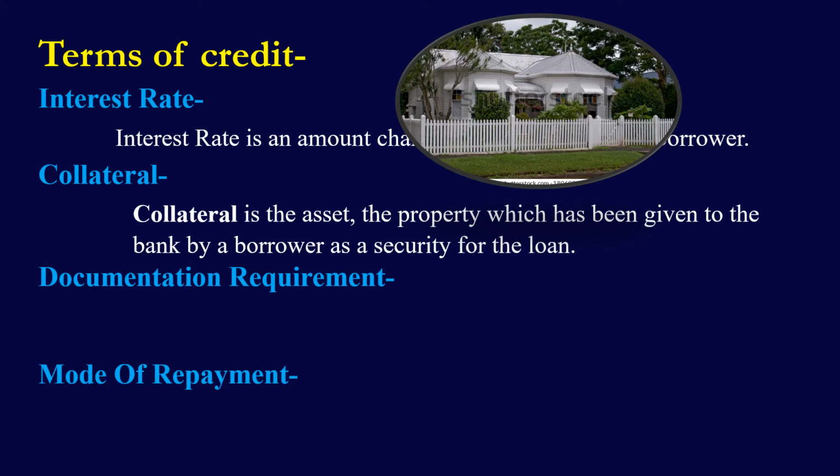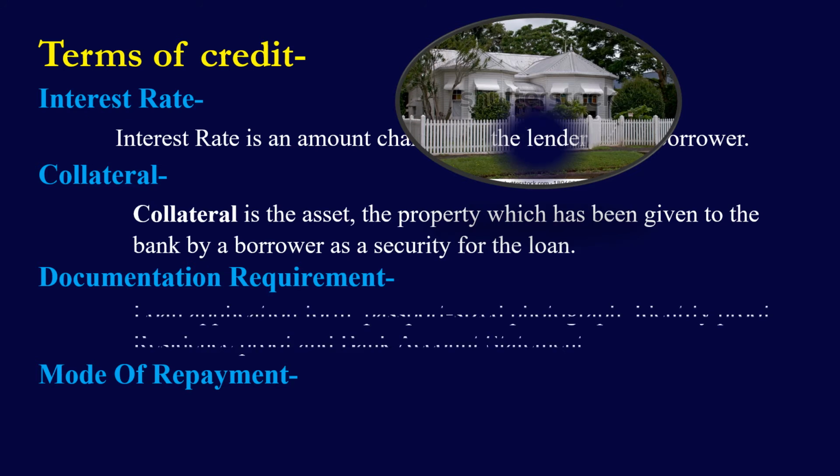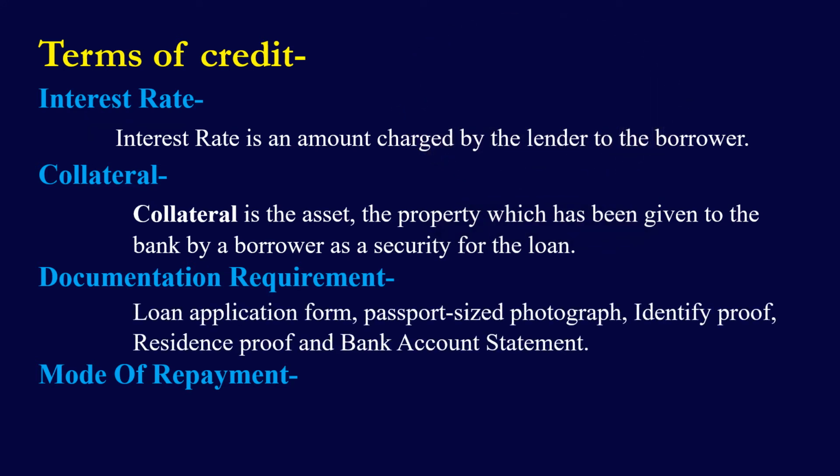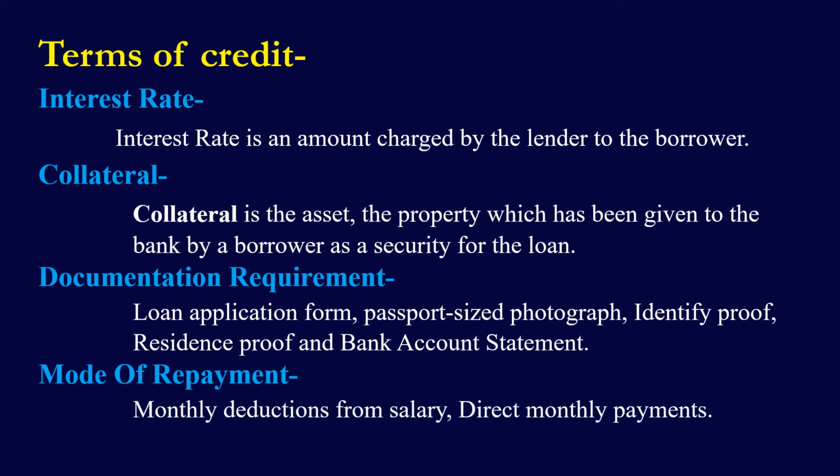Documentation requirement. Many documents are required for a loan, such as loan application form, passport size photograph, identity proof, residence proof, and bank account statement. So these documents are required for a loan. And the mode of repayment. There are many ways in which one can repay the loan, like monthly deductions from salary or direct monthly payments in cash. Thus, the interest rate, collateral, the documentation requirement, and the mode of repayment together are called the terms of credit.